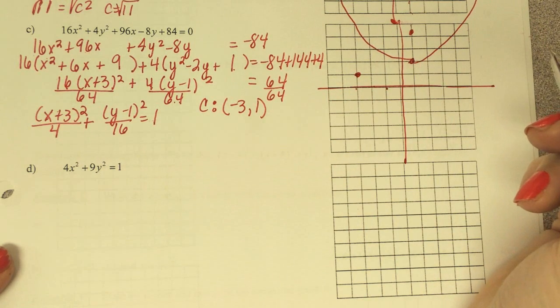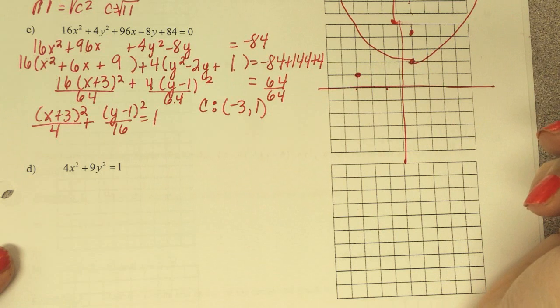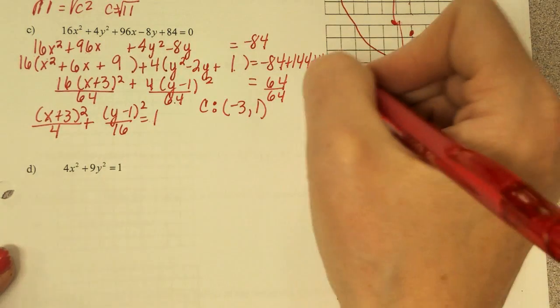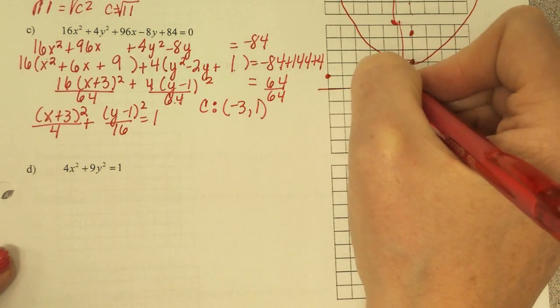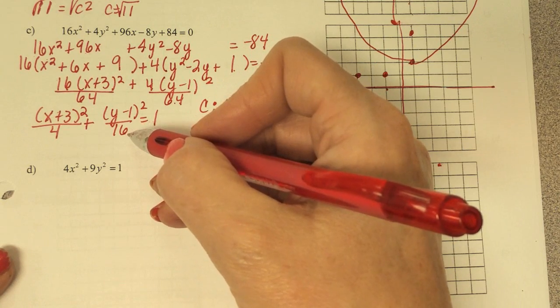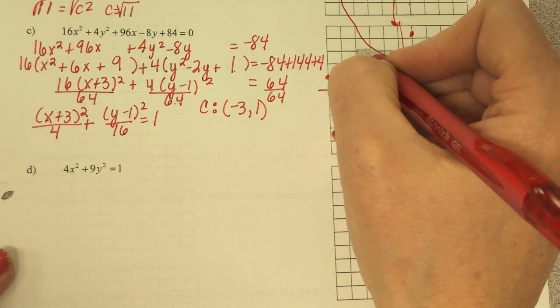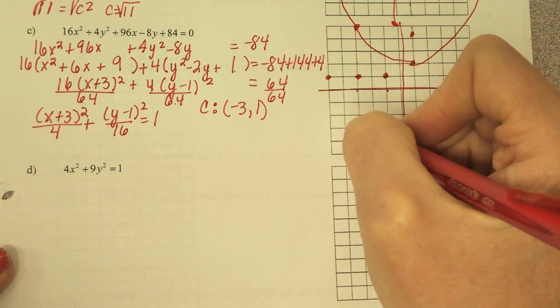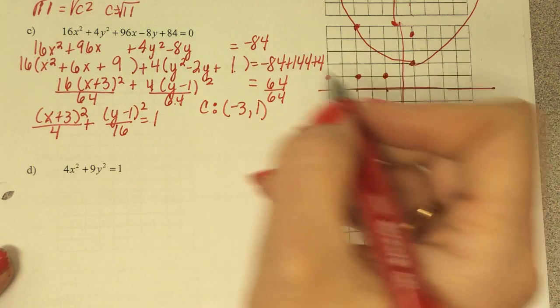Okay, how far am I going to go out in the x direction, Dan? Square root of that. Go out 2 in the x direction. Lexi, how far am I going to go out in the y direction? So I'm going to go up 4 and down 4. I should be putting these points as I go.